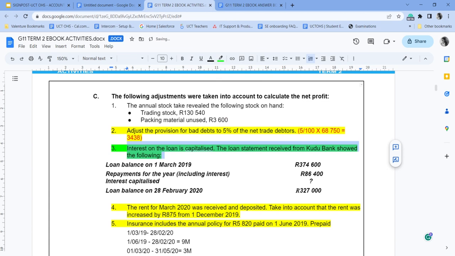It means that we will now have to find a way to calculate it. So how are we going to do that? We're given that the opening balance is 374,600, and then during the year we made a payment, and this payment included interest. When we paid that, at the end of the day, what we were owing was now sitting at 327,000. You get it? So now we need to figure out, out of what we paid, how much is related to the interest for the year.